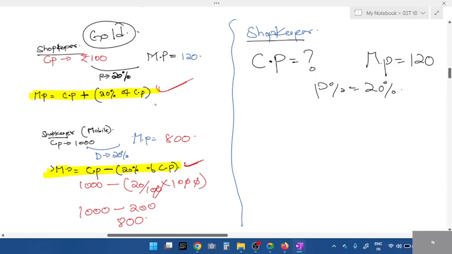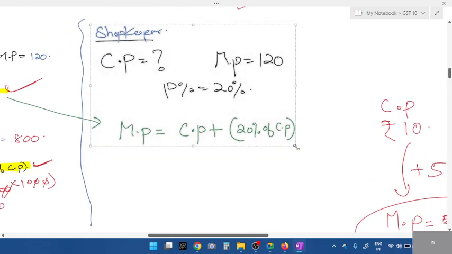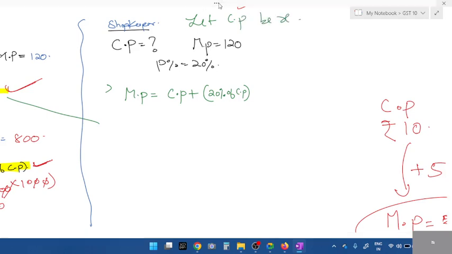There's only one formula. When mark price is given, mark price is equal to cost price plus how much, students? All of you will respond. 20% of cost price. Usually, if cost price is not given, what do we do? In mathematics, if any unknown value is not given, what do you take it as? Let cost price be X. They haven't given such a question, but there are chances. Board exam, you can't predict. You get questions like this.